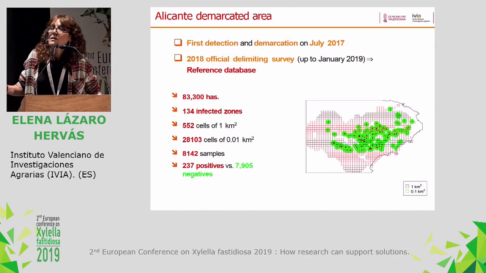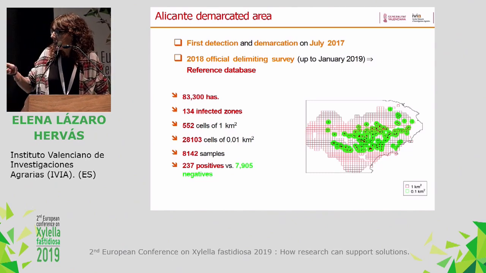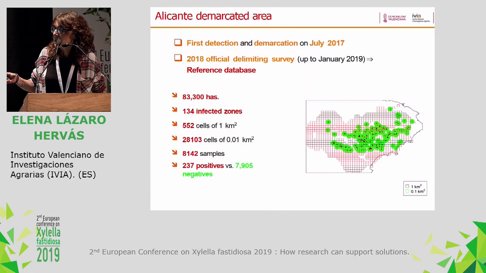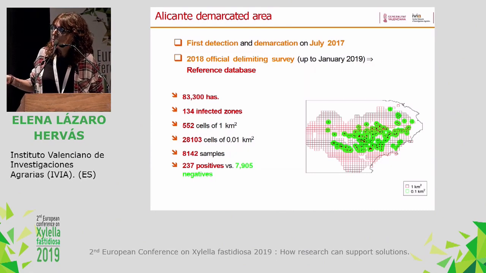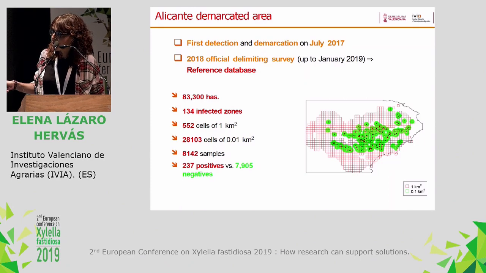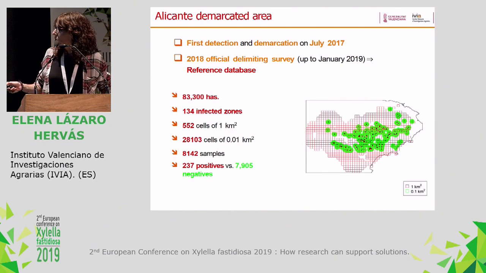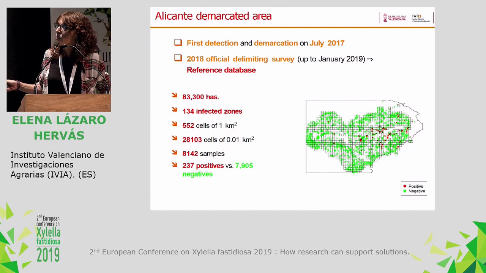Here are some metrics about how the official inspection was carried out in relation to the number of hectares surveyed, the number of infected zones, the number of cells of the different epidemiological unit sizes, and the number of samples taken. This is a graphical description of the distribution of the different epidemiological units, and also a graphical description of the samples distribution. In green color, negative samples for the presence of Xylella fastidiosa, and in red color, positive samples.